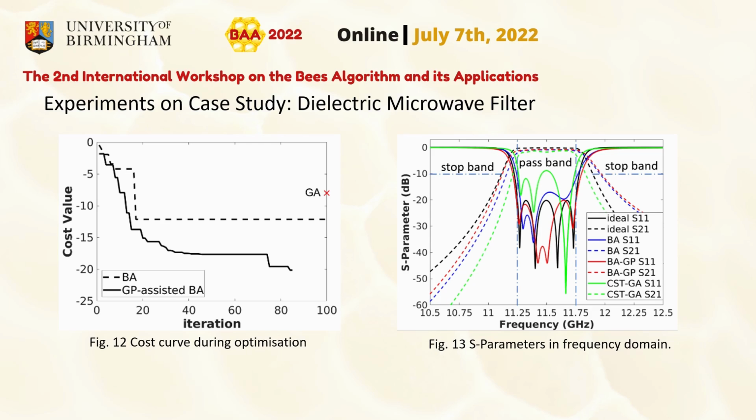The red curve denotes the GP-assisted BA. It satisfies the specification in both passband and stopband. It's very close to the black ideal curve. The maximum value in passband is below -20 dB, indicating that it's practical for industrial application.